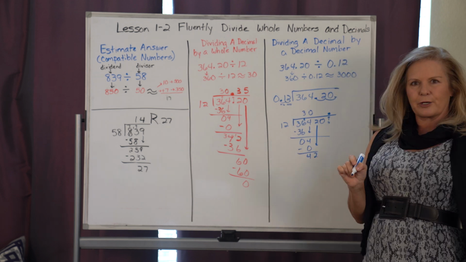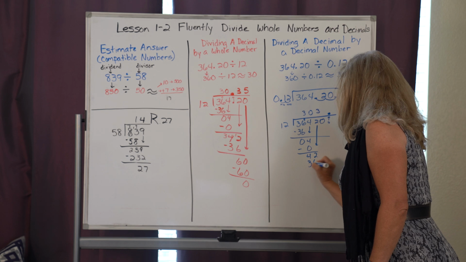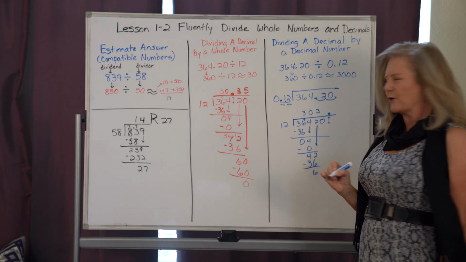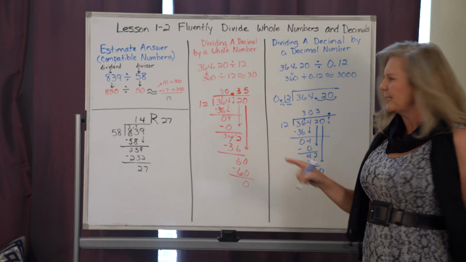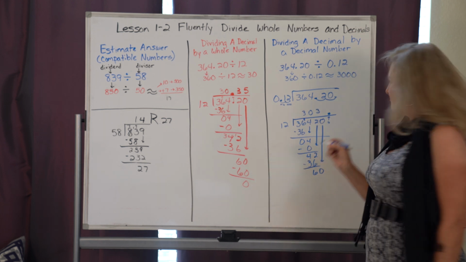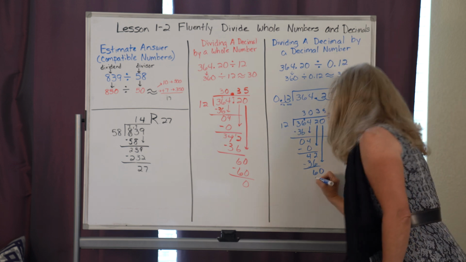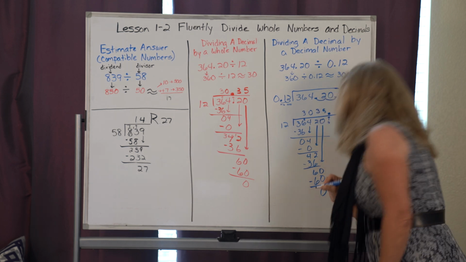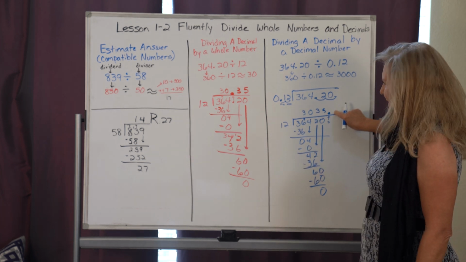Can 12 go into 42? Absolutely. It goes in 3 times, because that's 36. I'm left with 6 left over. Pull my hand over, which means I'm pulling that 0 down. Can 12 go into 60? Absolutely it does. It goes in 5 times. 5 times 12 is 60. When I get to that 0, I'm done. And notice I had that decimal point there.